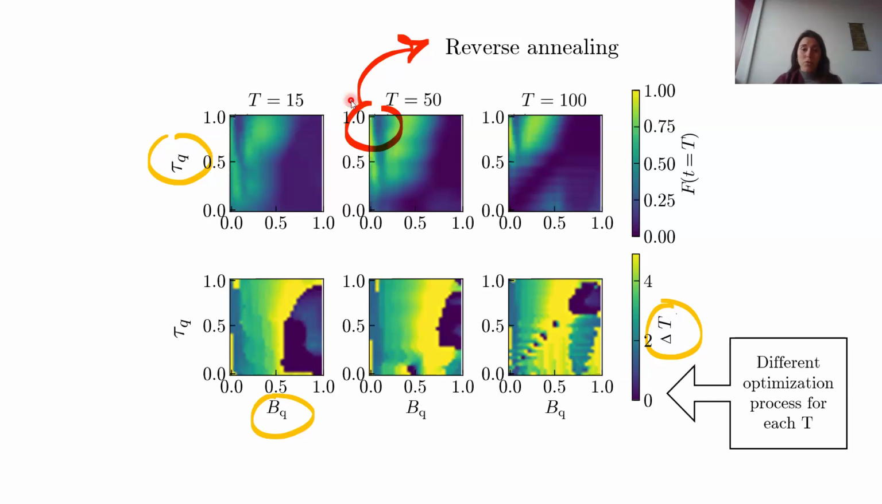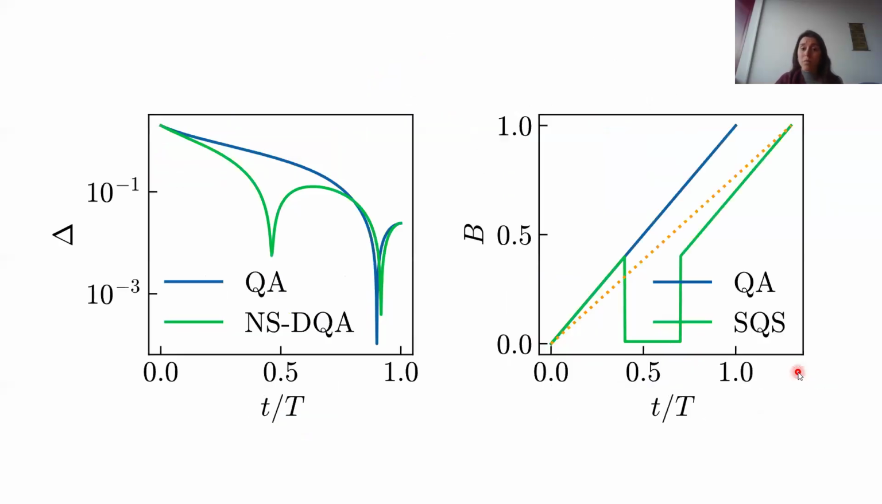And again, what I want to stress is that in this case, the optimization procedure is extremely sensitive to the value of the final annealing time that we take into consideration. So in this case, we have to carry out a different optimization process for each final annealing time. And this is bad news for this protocol.